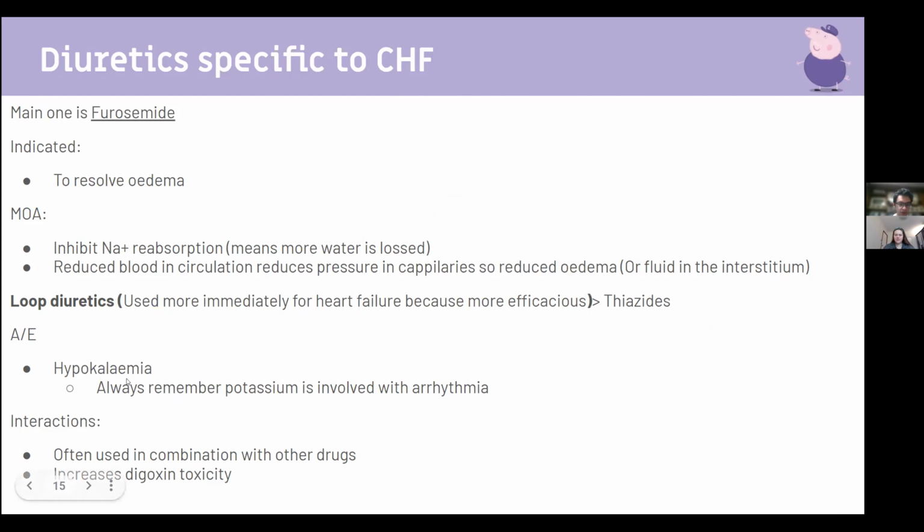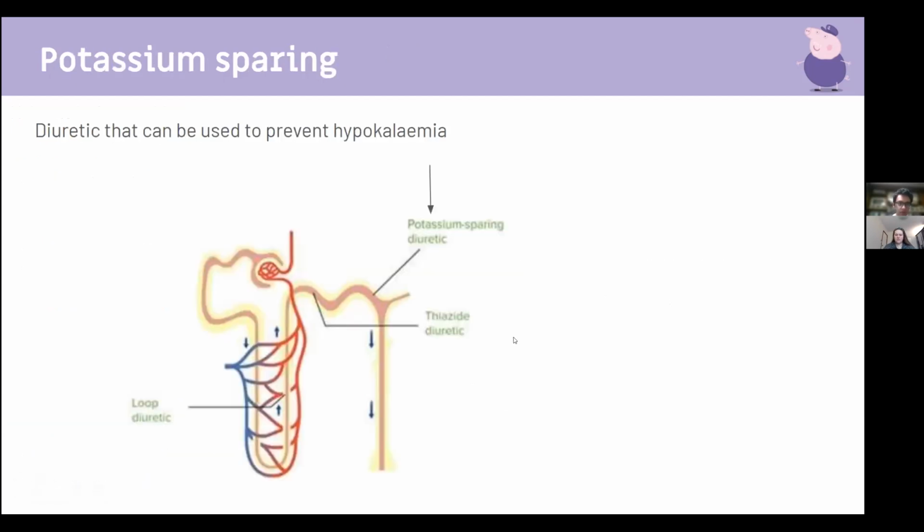And adverse events are hypokalemia. Potassium is involved with arrhythmias, Katja will discuss. And interaction is often used in combination with other drugs, and it increases digoxin toxicity, which we'll talk about in a moment. Potassium-sparing are just diuretics that can be given to prevent hypokalemia. All you need to know.